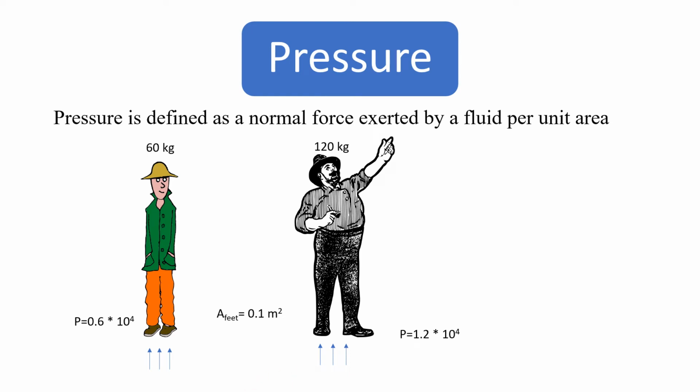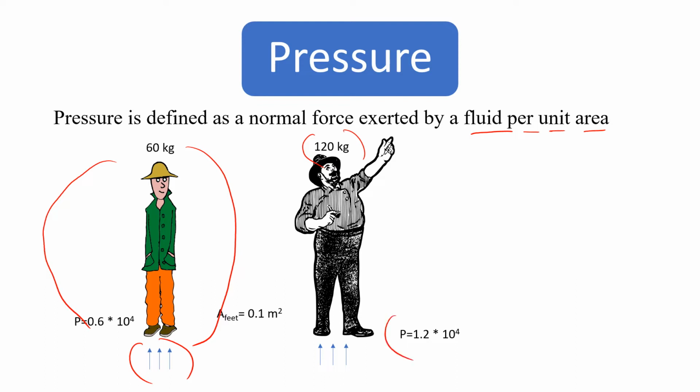So what is pressure exerted by a fluid? Pressure is defined as the normal force exerted by a fluid per unit area. In this figure you can see a 60 kilogram man exerts a pressure of 0.6 into 10 raised to 4 Newton per meter square. On the right side you can see a 120 kilogram man. The pressure exerted by the ground on his body is 1.2 into 10 raised to 4.